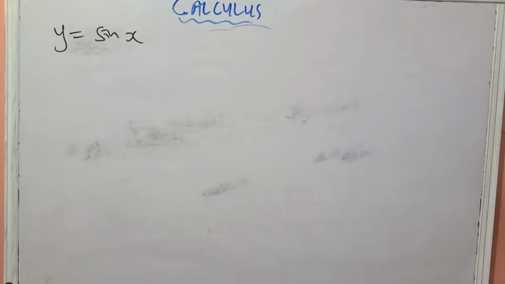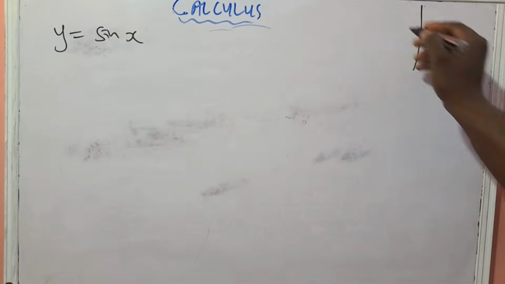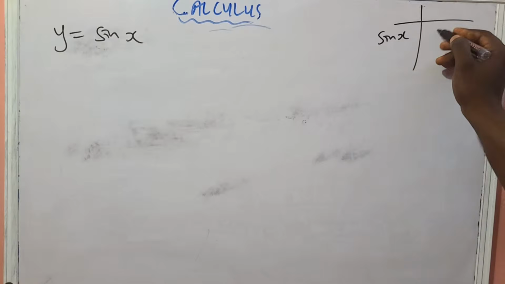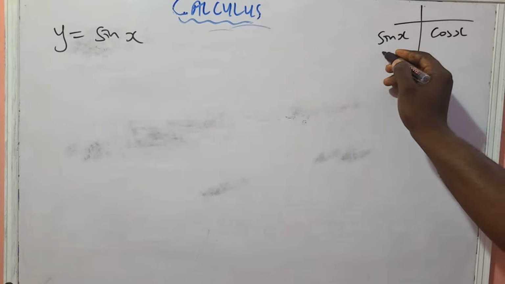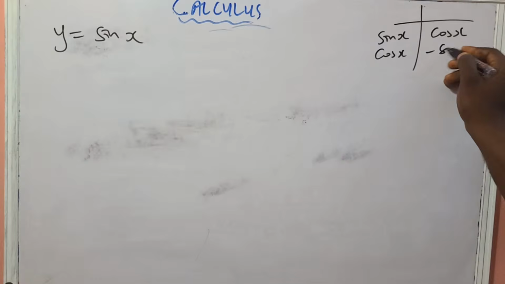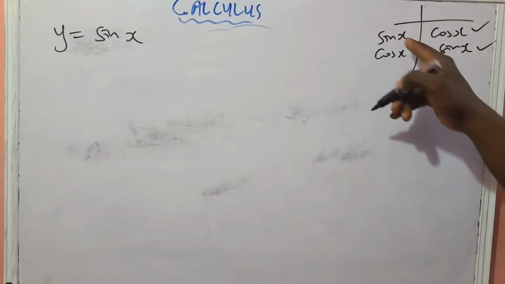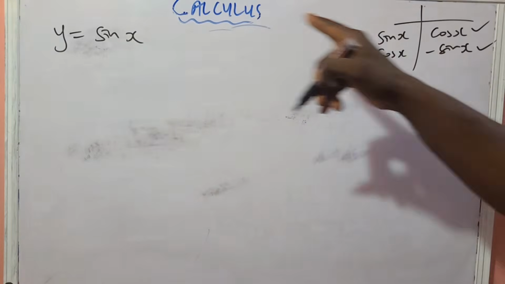All right. So y is sine x. Now, we don't need to say so much. If you remember your table of differentiation, if you differentiate sine x, you get cos x. If you differentiate cos x, you get minus sine x. We have proven for this. Let's try and see if this will work. So our final answer here is supposed to give us cos x.